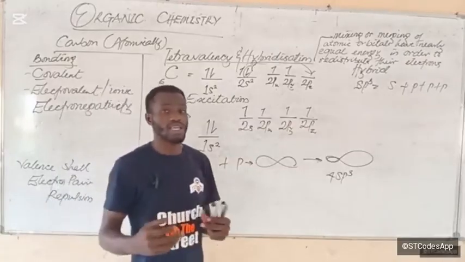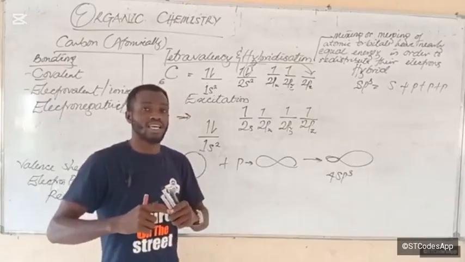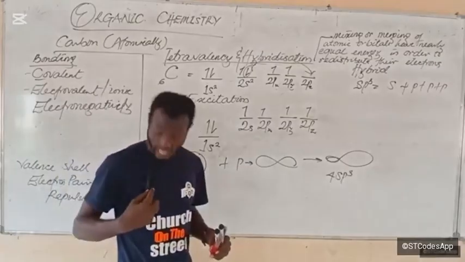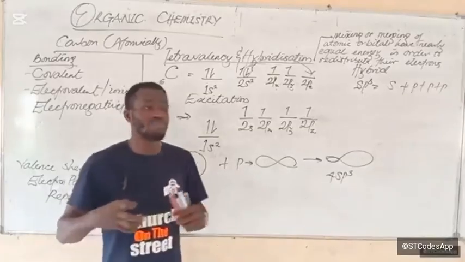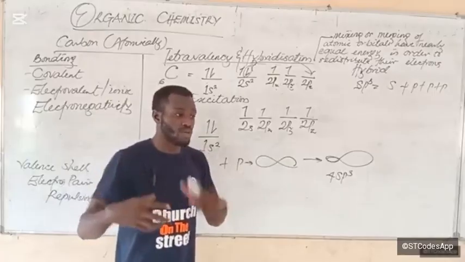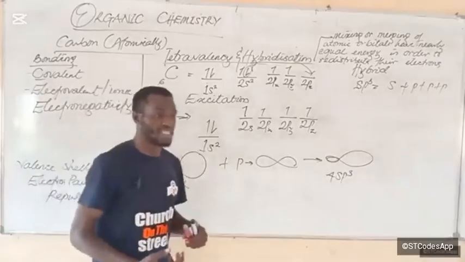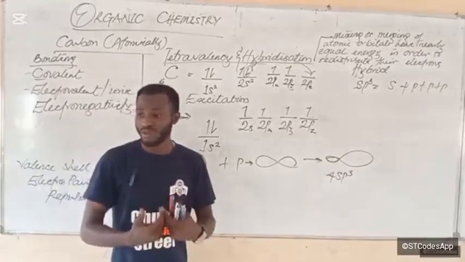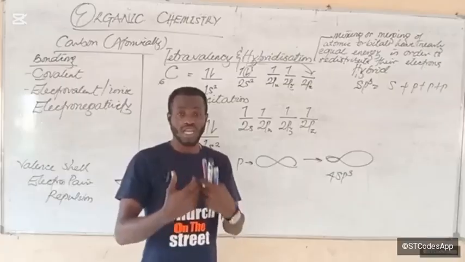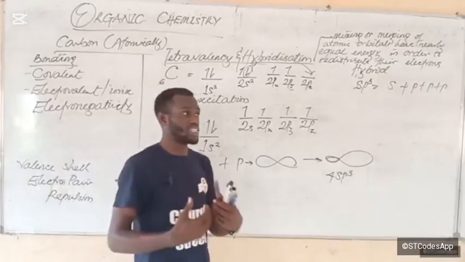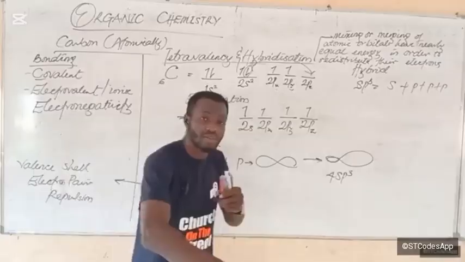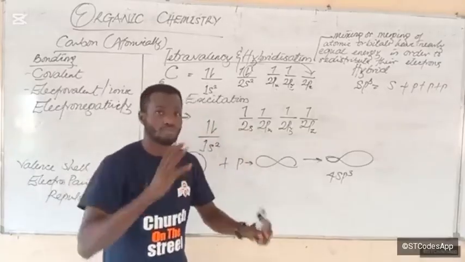Now, in methane, according to the VSEPR theory, the orbitals must maintain a geometry that will keep the electrons apart from each other as far as possible, because this theory maintains that electrons have negative charges, and electrostatically we know that negative charges repel each other. So because of that, those electron pairs are going to repel themselves as far as possible.